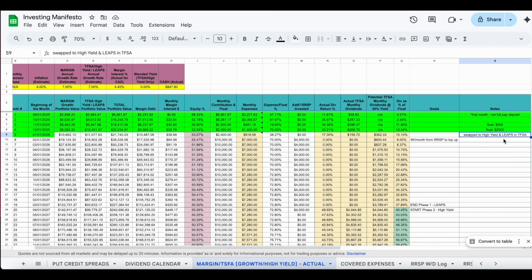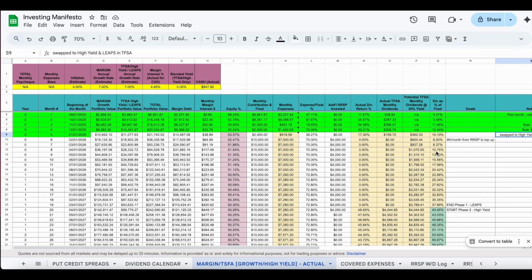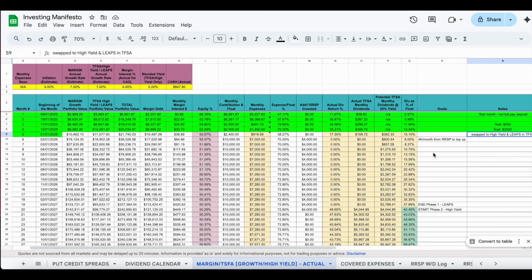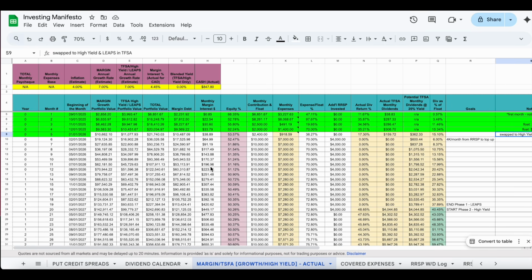But anyway, I swapped to high yield and LEAPS in the TFSA, so I showed that. So now it's both of them, and I also have XEQT. I should put XEQT in there as well because that was the fund I chose. The reason I chose that is I have another fund, which is VFV, that I've been investing any money that I need to save for taxes when I withdraw from RRSP.